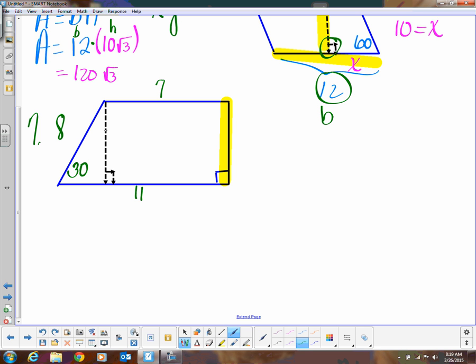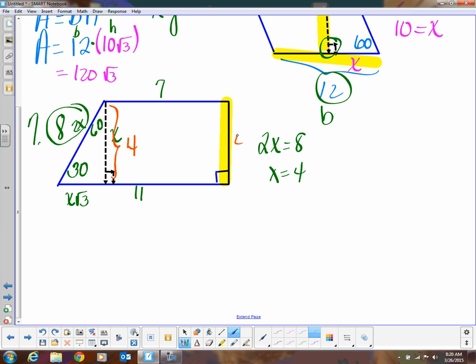Okay, and what do we know about the dotted and this one? It's equal. Okay, opposite 30, opposite 60, and opposite 90. So where's your equation? Okay, 2x equals 8, x equals what? 4. Okay, so what is 4? The height is now 4, which makes this what? 4.